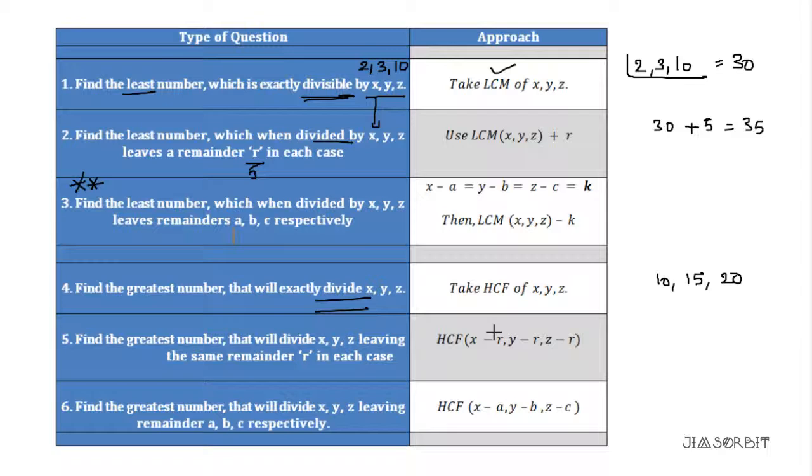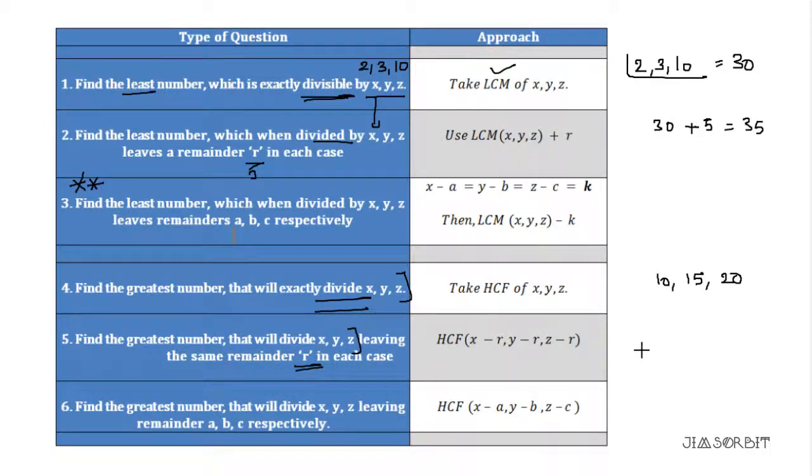Find the greatest number that will divide x, y, z. Again, it is still this part, this is the same. So you find the HCF, but the problem is they are saying something else, leaving the same remainder. So you want the remainder to come up. Obviously, if you divide a number and a remainder is left out, that means it is not getting completely divided. It can only be completely divided if we subtract that number from it.